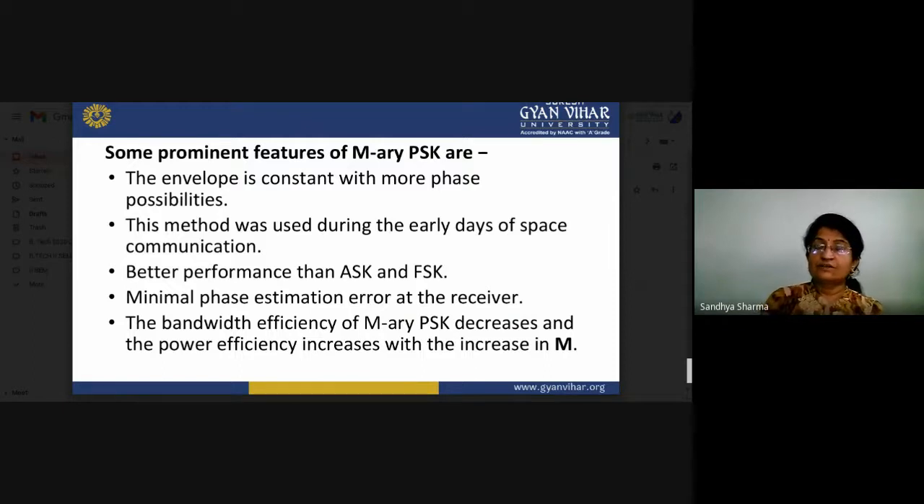So instead of 2, you are working on 4 frequencies. If you are increasing 4 to 8, you are working on 8 frequencies, and according to that, your data signals will be transmitted. So this is the main thing. What is the role of M?